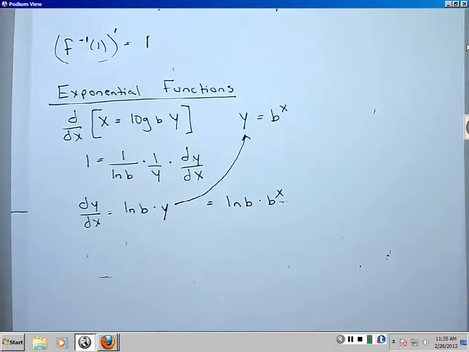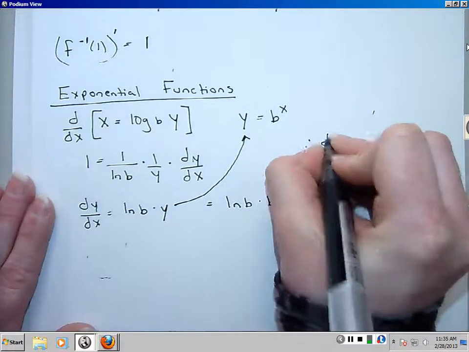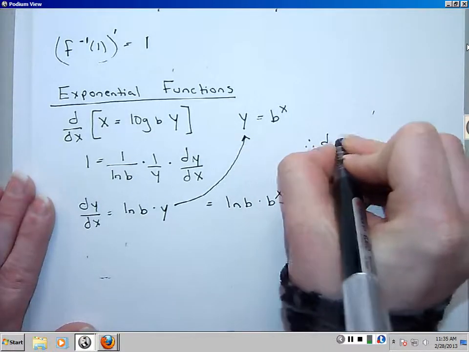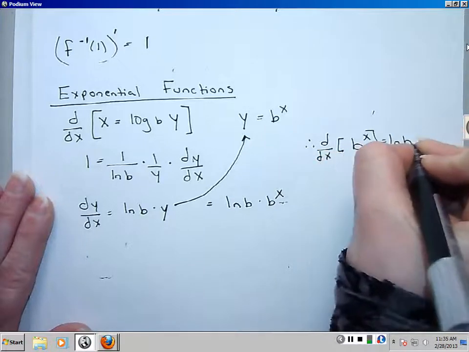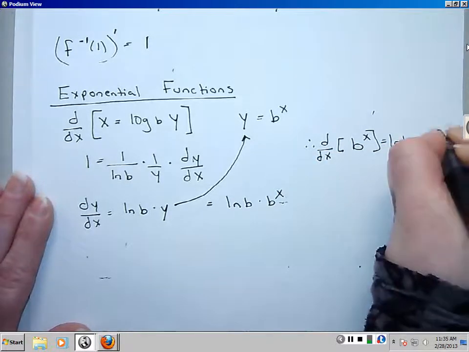The derivation is not too long, but I'm not going to ask you to do it. I'm going to ask you to apply. So it turns out here we can write the derivative with respect to x of a function like b to the x is ln of b times b to the x.